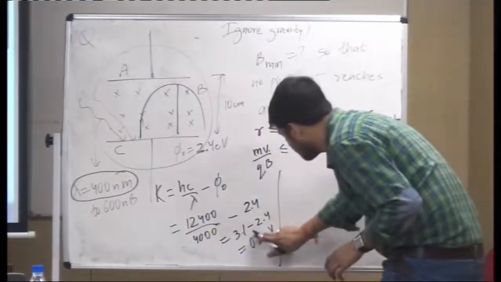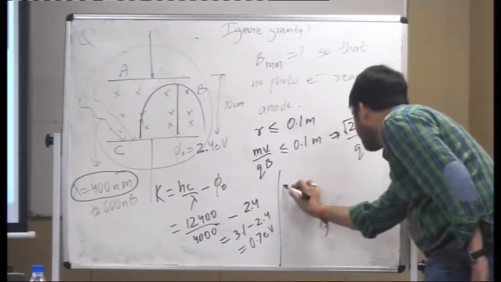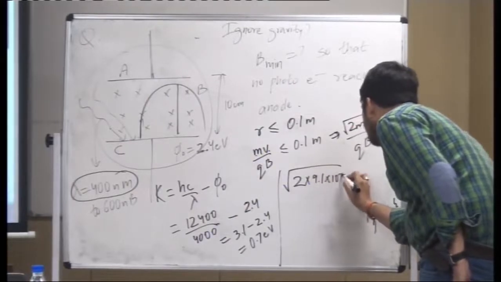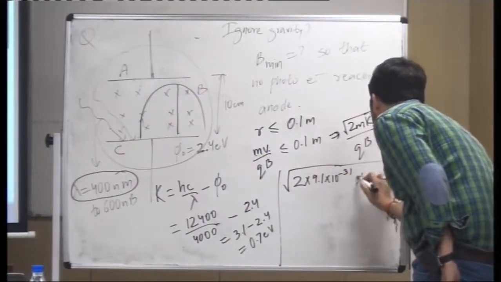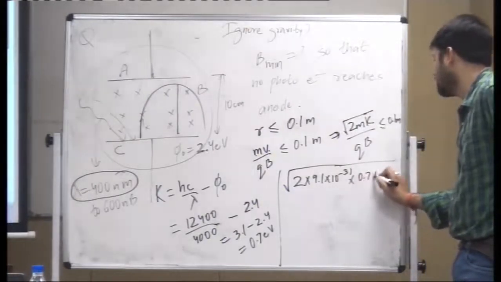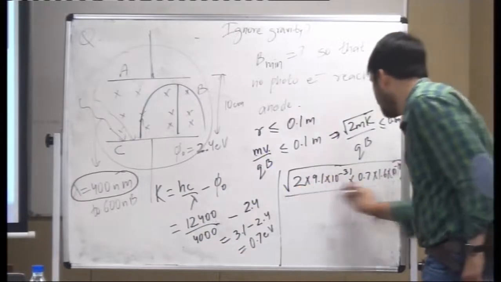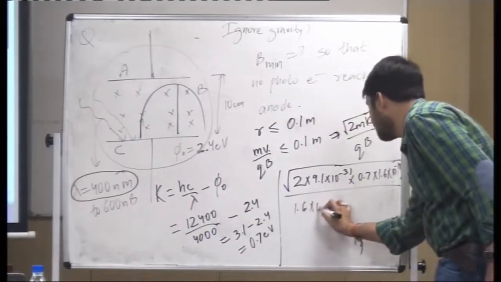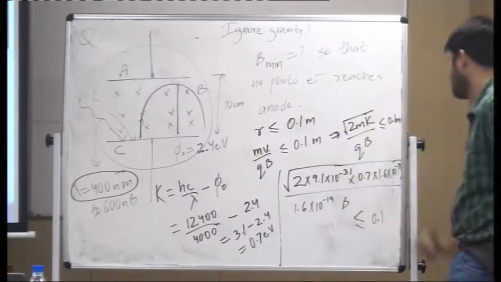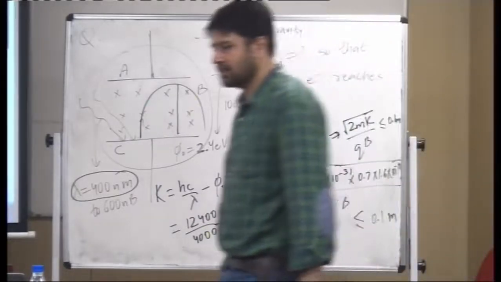Sorry, 0.77, right? So this would be root 2 into mass, which is 9.1 into 10 raised to power minus 31. Okay, the kinetic energy would be 0.7 into 1.6 into 10 raised to power minus 19, upon the charge on electron, which is 1.6 into 10 raised to power minus 19, into B is less than or equal to 0.1 meter. You can find B from here, right?